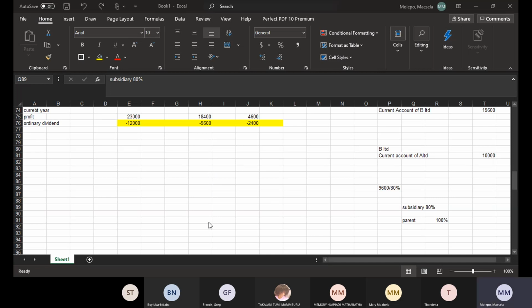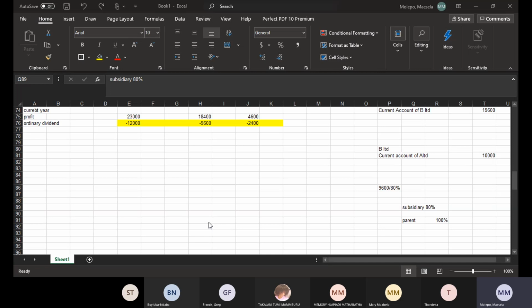Okay, let's continue. Now we do the pro forma journals. We eliminate the share capital as usual. We eliminate the retained earnings. We eliminate the non-controlling interest. Then the dividend received, which will be those ones. The elimination of the dividend received is based on the information in journal number two. You see, the information in journal number two is the one that we're going to use.